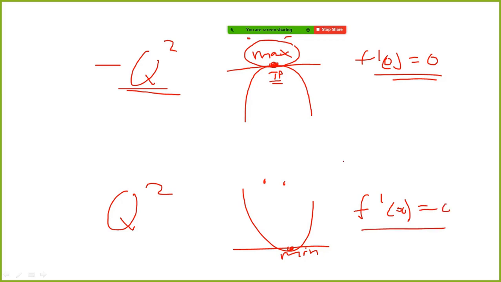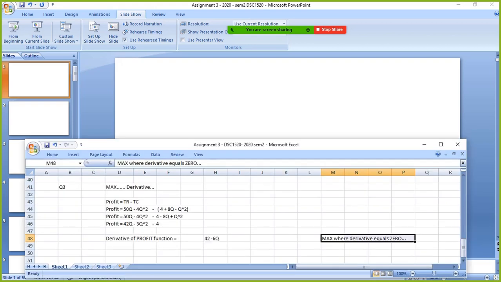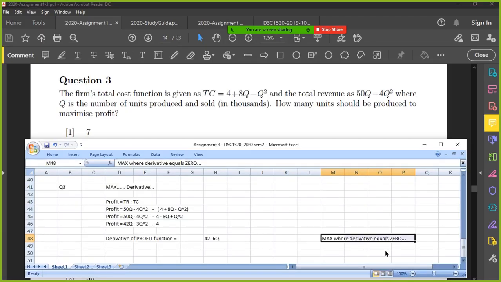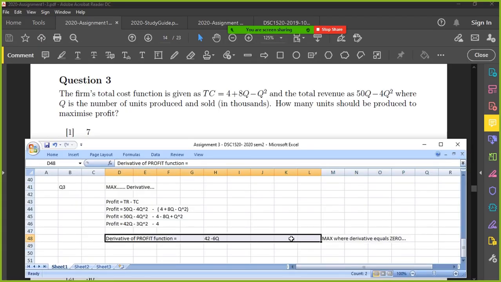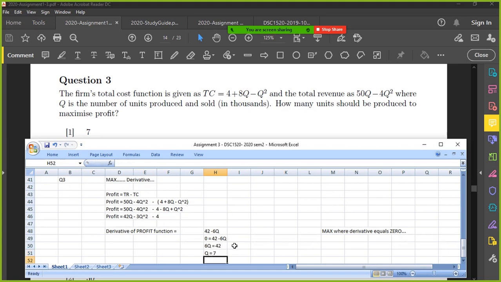Whatever I have, I just need to work out the derivative. So when there's a min or a max, like there is in this question, I have to do the working. So derivative equals 0: 42 minus 6Q equals 0, so 6Q equals 42. Q equals 7.